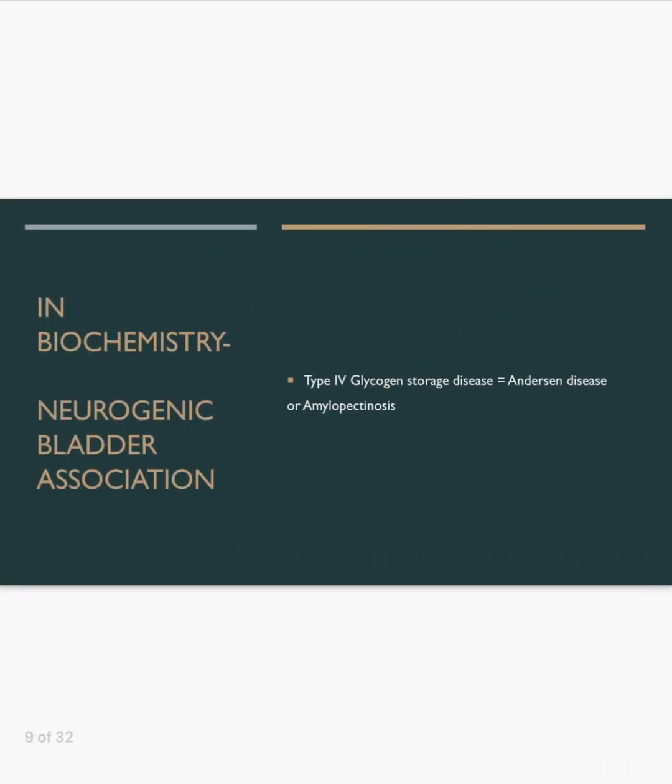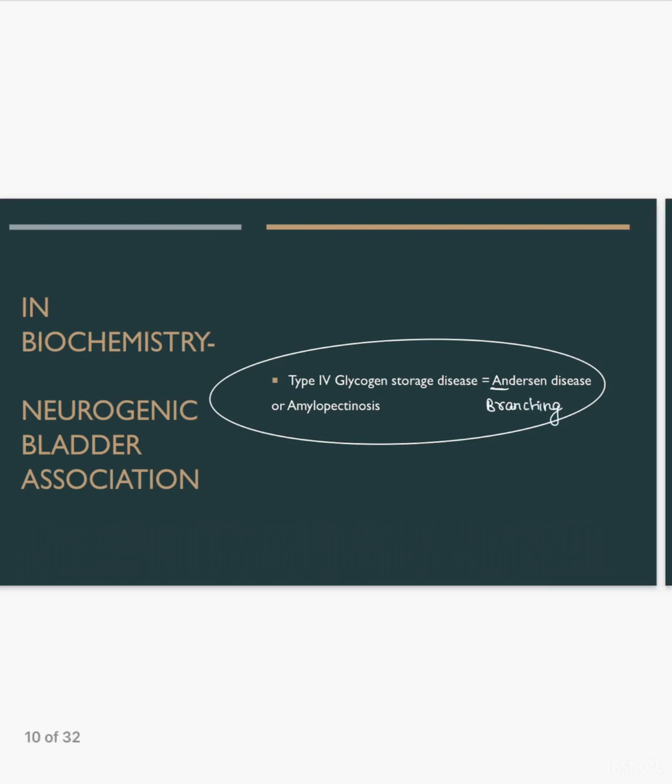Then in biochemistry, this neurogenic bladder is associated with type 4 disease, that is your Andersen disease, guys. What was type 3? Type 3 was Cori disease, that was due to debranching, and Andersen is due to branching enzyme deficiency. This we have already discussed in our biochemistry rapid revision video.